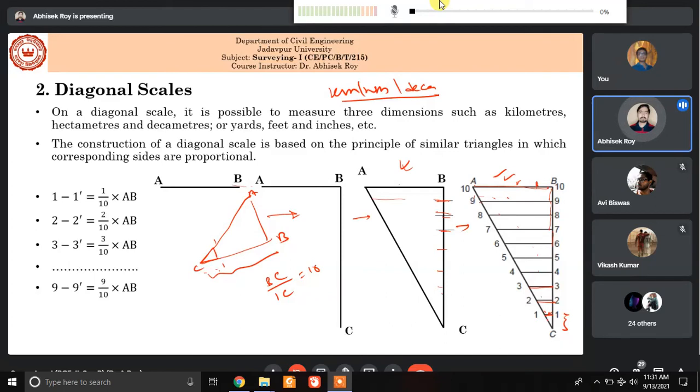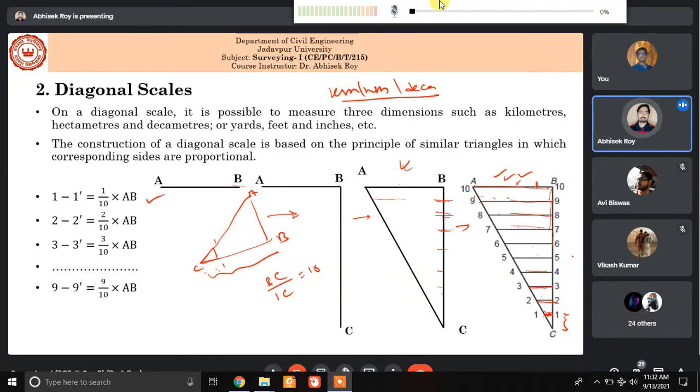Now I have joined AC and I have drawn parallels to AB from these points 9, 8, 7, like this. So obviously each line segment like this, 1 1 dashed, 2 2 dashed, 3 3 dashed, 4 4 dashed, will represent some part of AB. 1 1 dashed, this is the very smallest part, and this will represent 1 by 10th of AB.